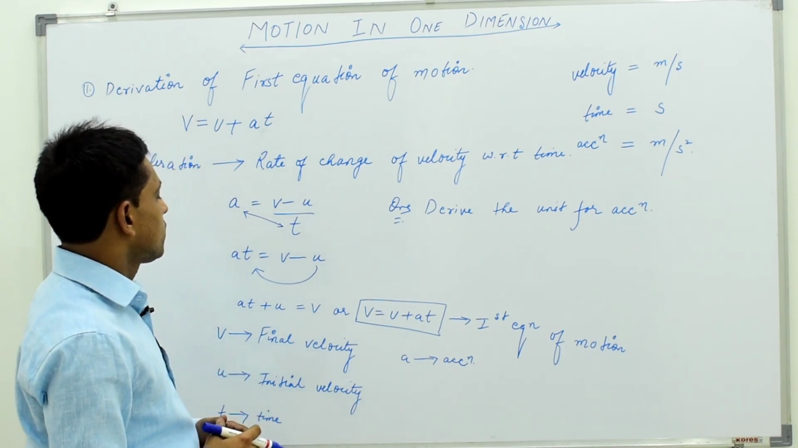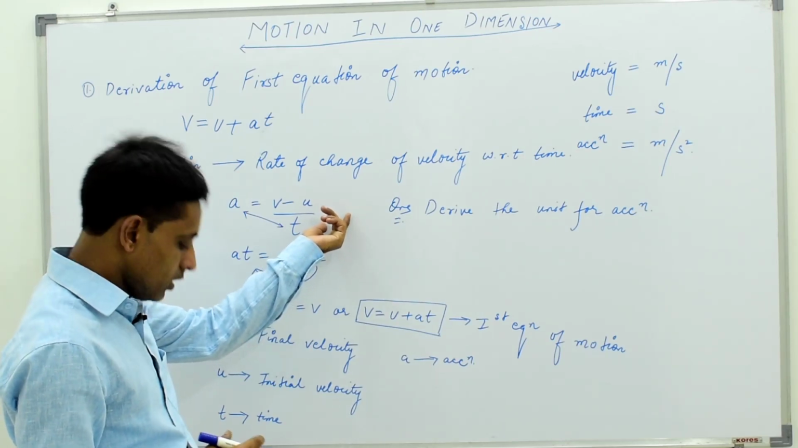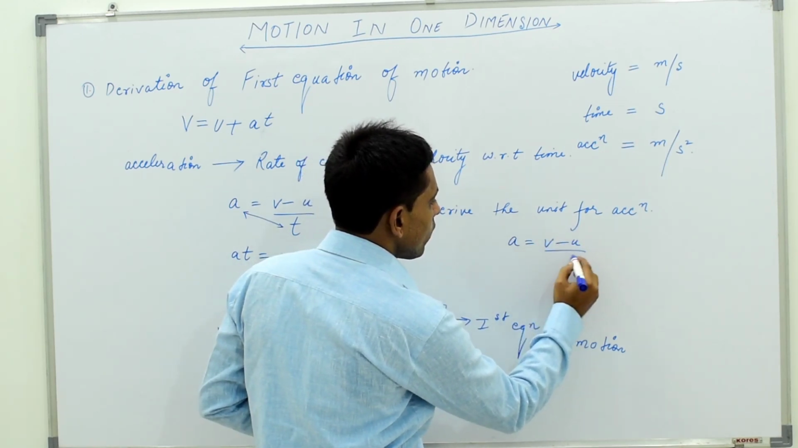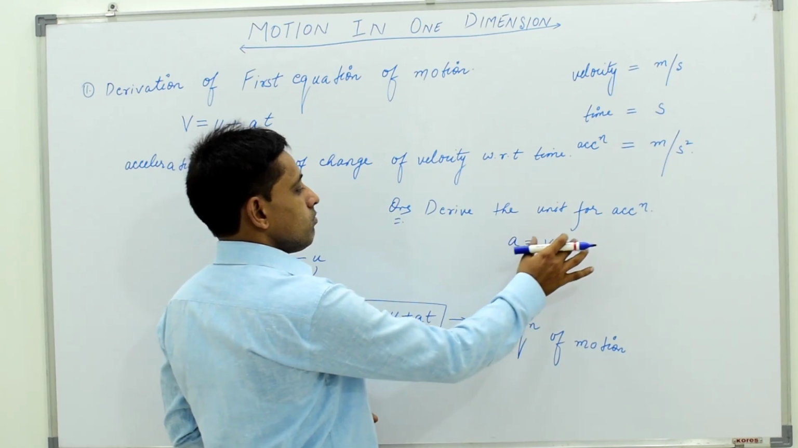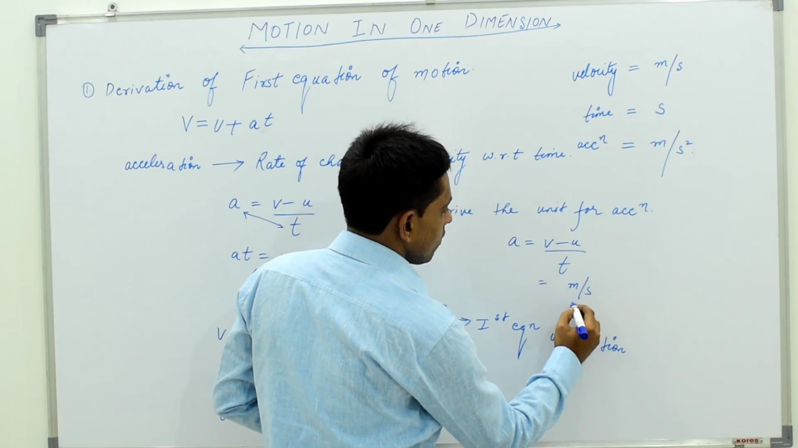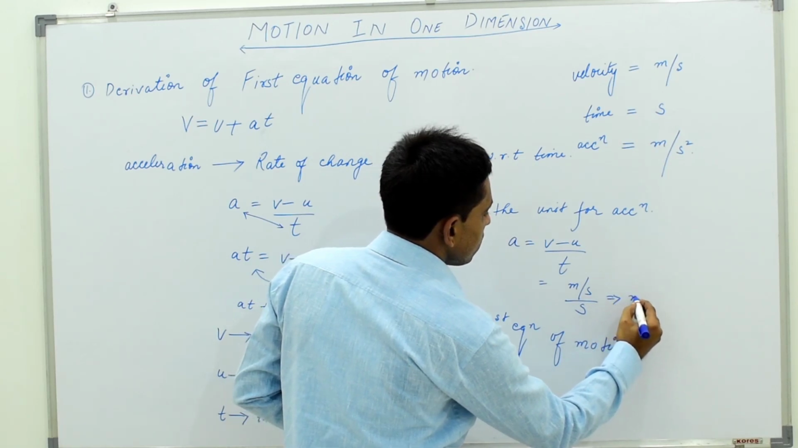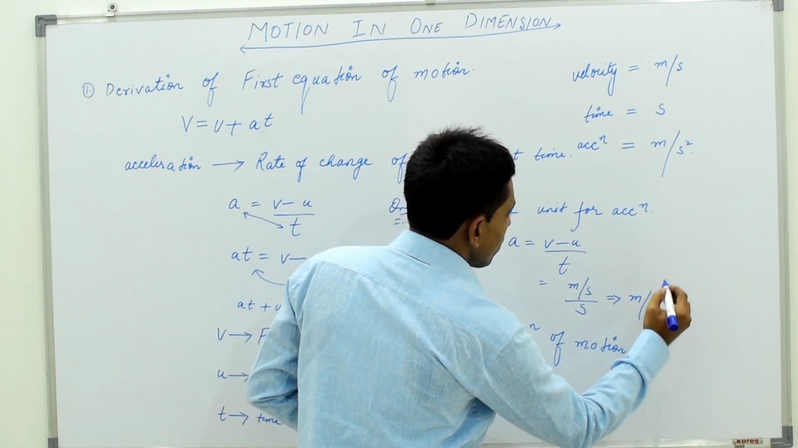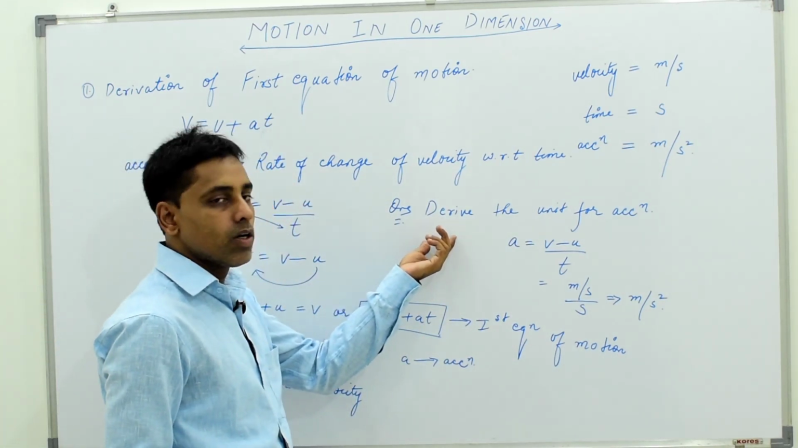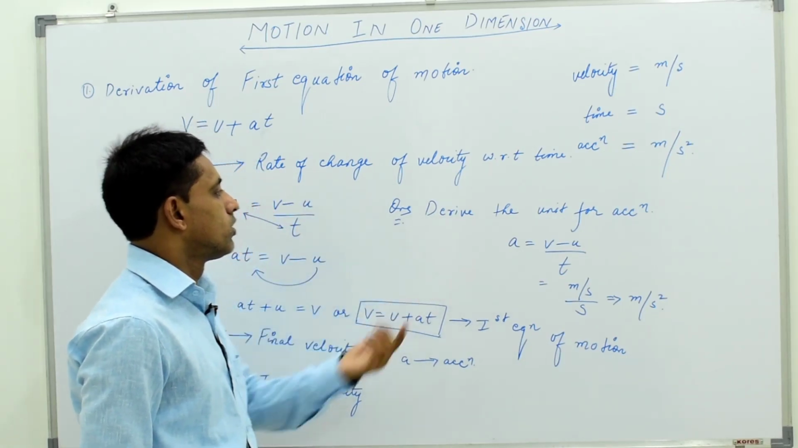We will just substitute the values of the unit in the formula. A is equal to V minus U over T. We know that unit of velocity is meter per second and time is second. It will become meter per second square. This is a question asked in one of the examinations of CBSE board.